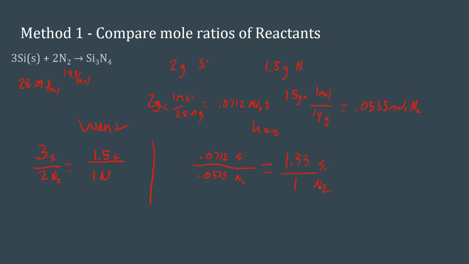Well, so I have my 1 mole of N2 that I need, but I don't have the 1.5, I only have 1.33 of Si. So this tells me Si is limiting. Okay, there's not enough of it. I should have 1.5 to 1. I only have 1.33 to 1. So method 1, we just pull the mole ratios of the reactants of what we're given to what we actually wanted.